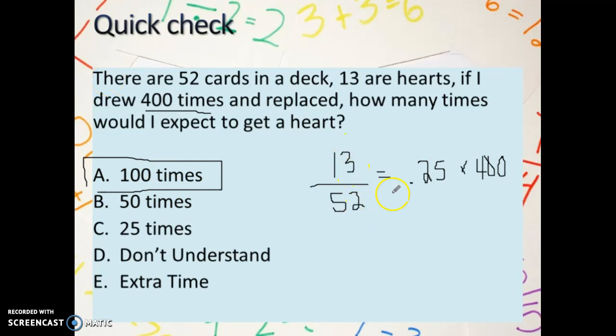Remember, 13 out of 52 gave us that 0.25, or 25%, its probability of drawing a heart. So if it's 25% and we draw 400 times, you think, what is 25% of 400? 25% of 400 is 100.